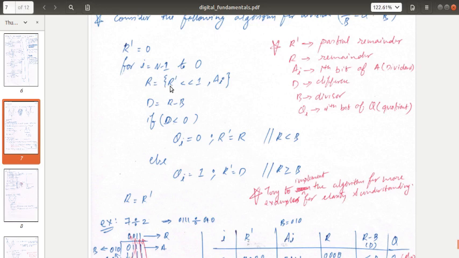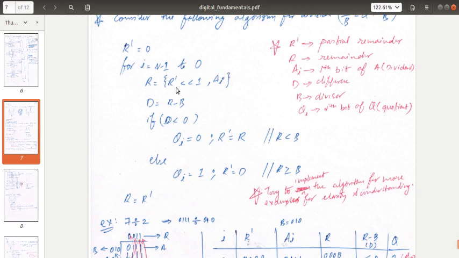Okay, R equal to, this notation is R bar shifted to the left by 1. Remember left shifting: this is left shift R bar by 1, and it is then appended with AI, right? Or the last bit is added to AI. AI will be a single bit, right? It is the ith bit. For say, if it is the second iteration, then AI will be the A2.